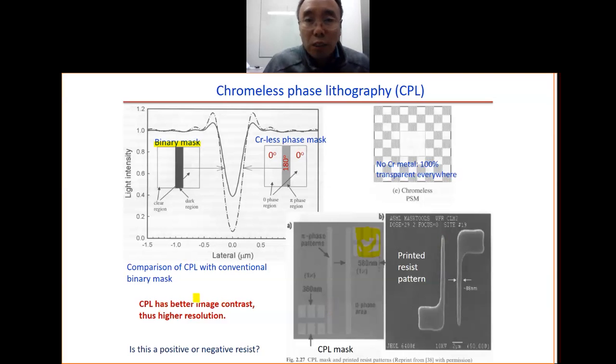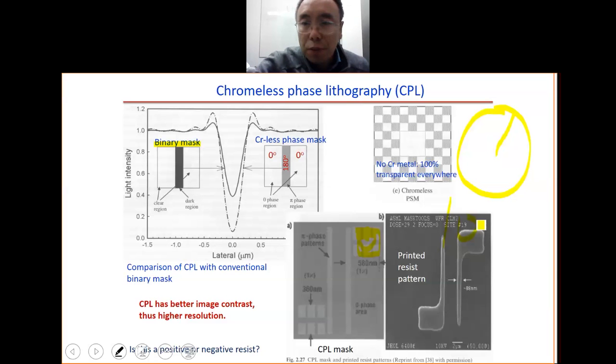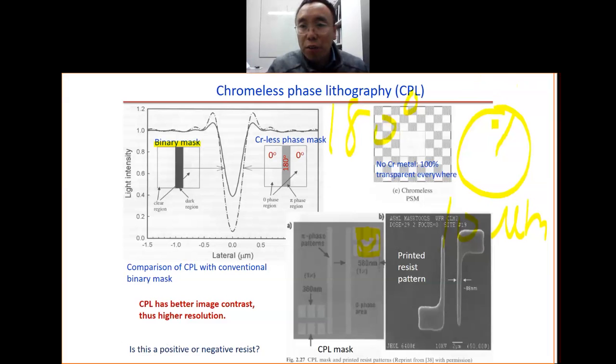So now I want to ask you one question. If we have something like this, a circle, and the radius is big, say 10 micrometers, for example. So we have this big circle. Inside the circle we have 180 degree, and the offset we have 0 degree. So what will be the pattern after development if we have the positive resist?